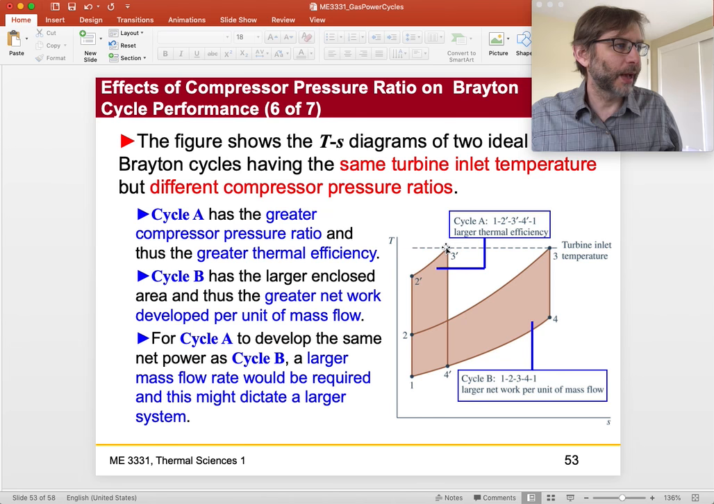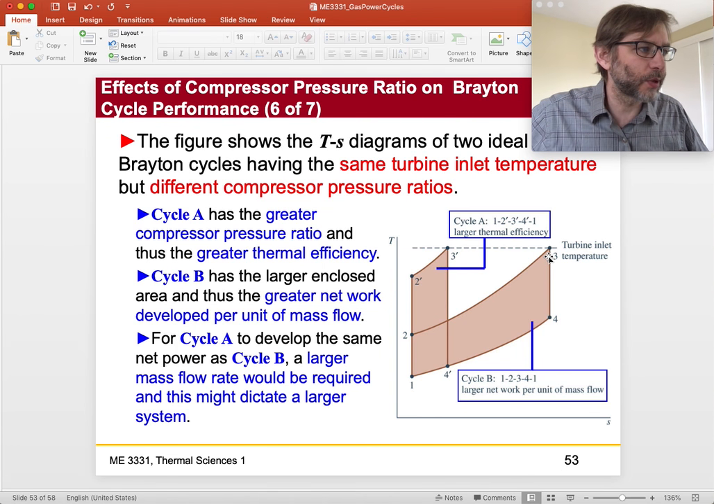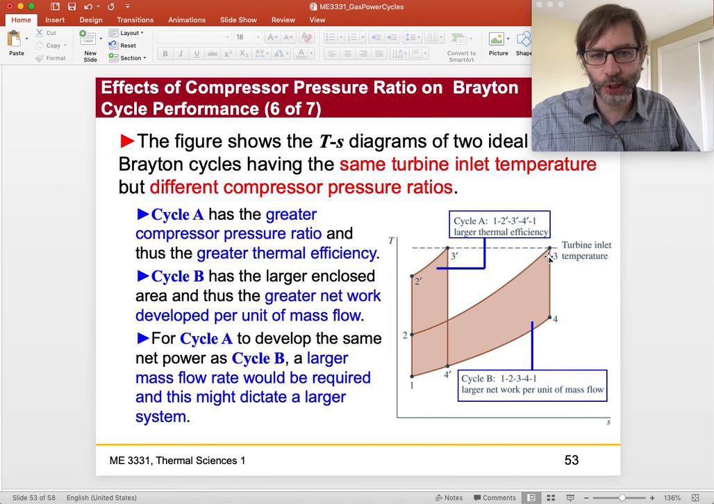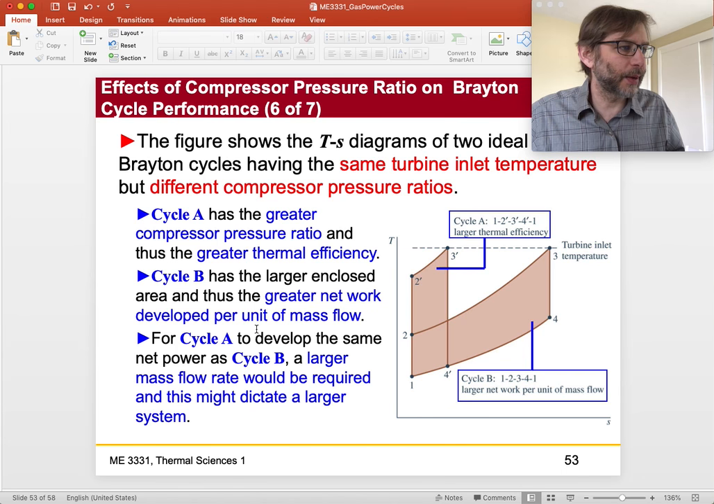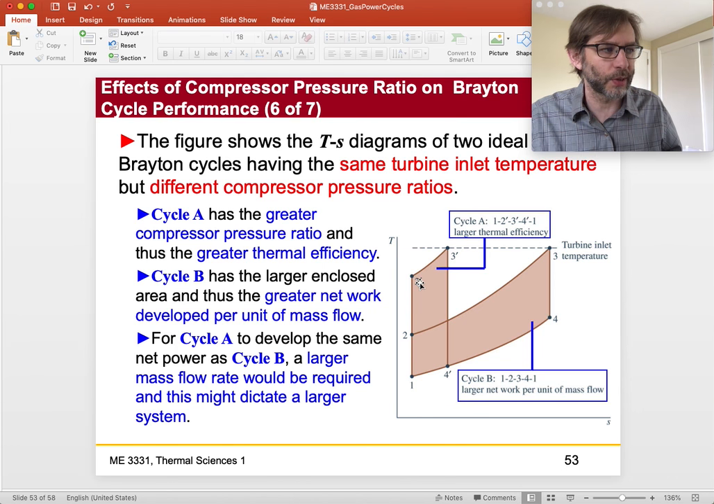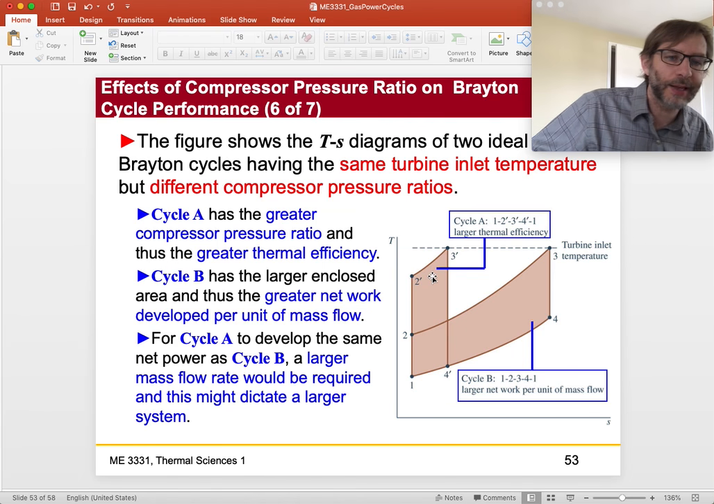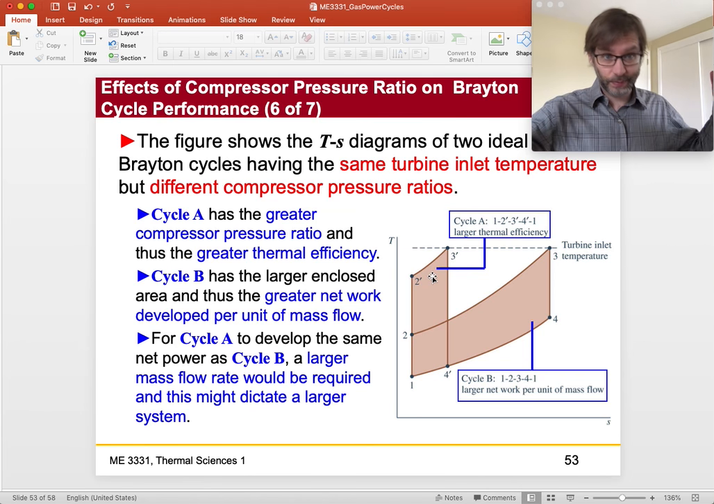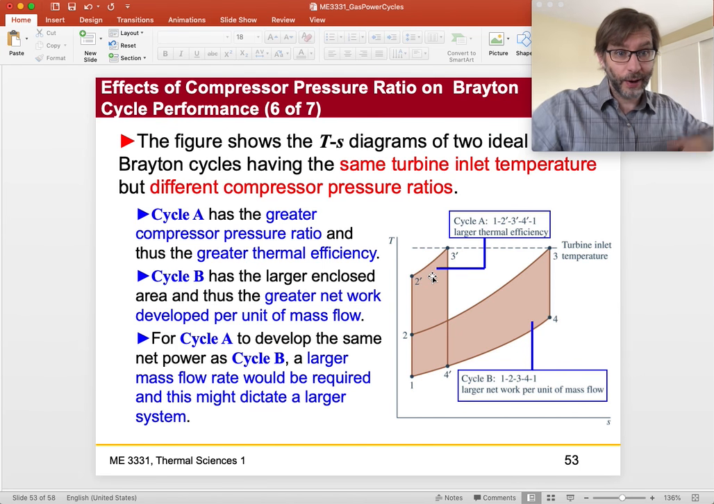So cycle A has greater thermal efficiency than the baseline cycle. Cycle B has a larger enclosed area, so has the greater net work developed per unit flow. So essentially, the area B here, 1, 2, 3, 4, is a cycle that has more area, so there's definitely a lot more work flow, even though it may not be as efficient because the pressure ratio is lower. So you have to decide: for cycle A to develop the same net power as cycle B, a larger mass flow rate would be required and indicate a larger system. So essentially, since cycle A has a larger efficiency but doesn't make very much power, you need to have a really big system, like more flow rate, and the system would need to be bigger, which would cost more.